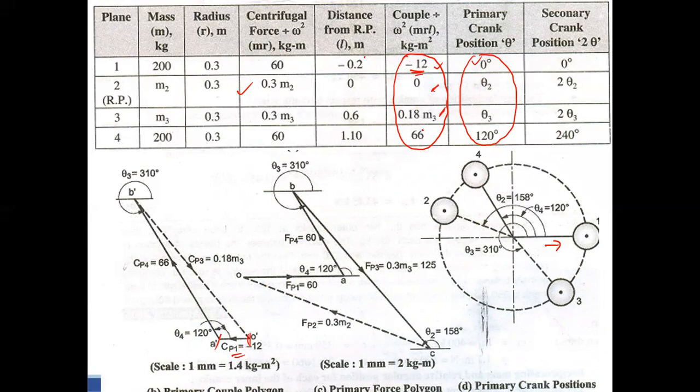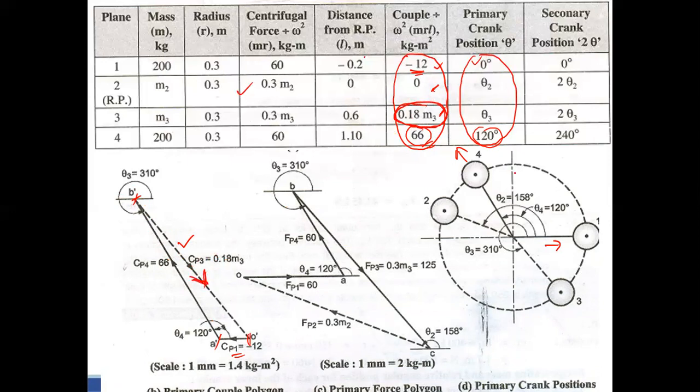This is unknown. Now you come to 66. What's the direction? 120 degree. 120 degree means this is the direction. Along this direction, the value is 66. You draw a vector. It comes to this point. So now the B dash, O dash, the polygon is not closed. So this closing line will be equal to the unknown couple. What is the direction? This will be the direction.